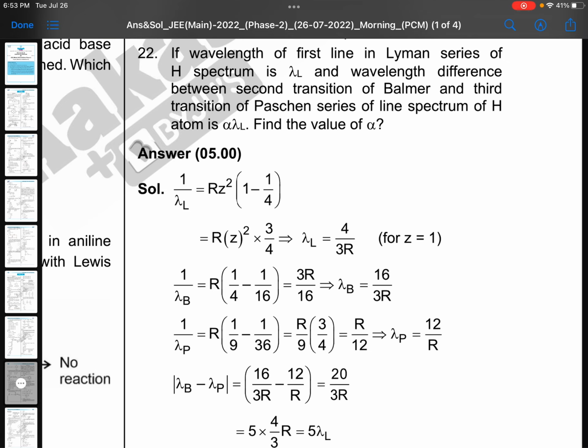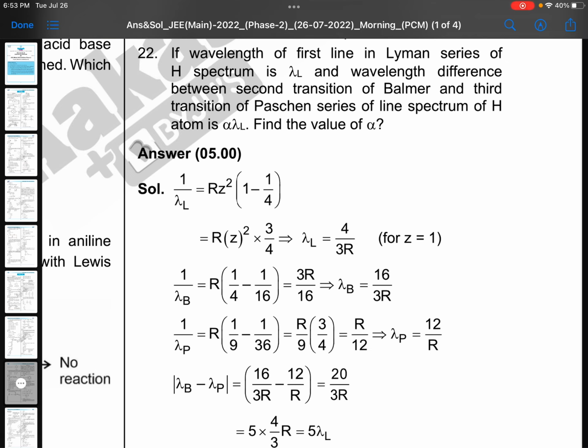First, the first line in Lyman series. Lyman means n1 is equal to 1. First line means n2 is equal to 2. So when you are finding it, lambda L is coming as 4 by 3R. You can see the first two lines.